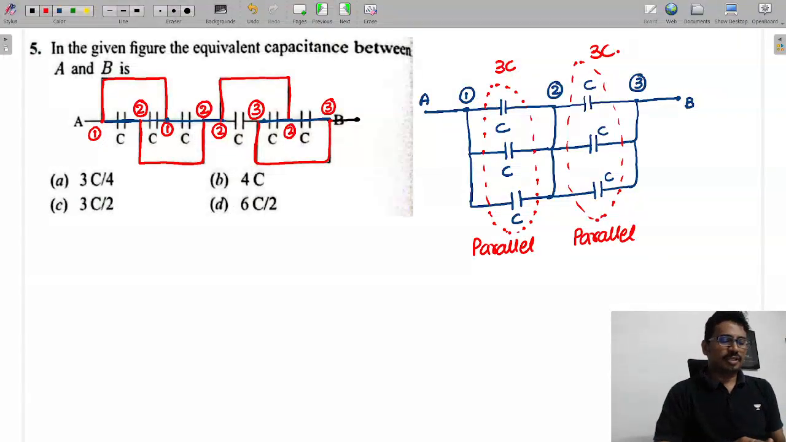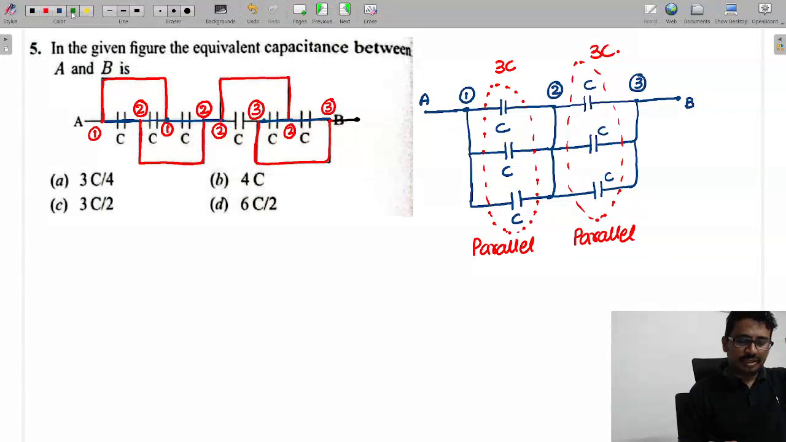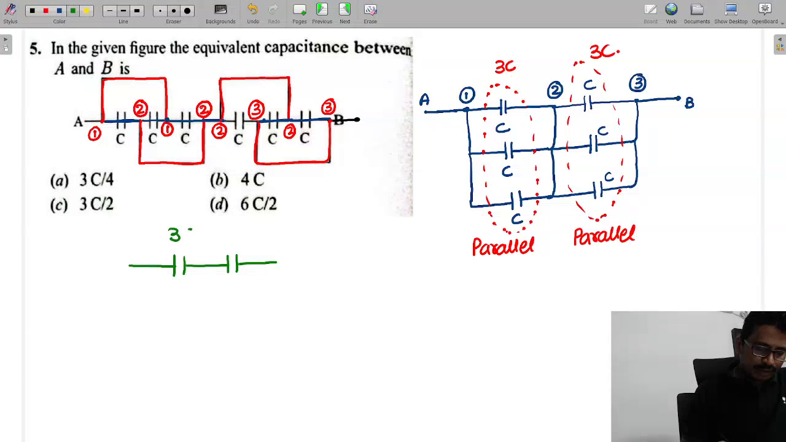Now 3C, 3C. These two will come in series. Say 3C and this is also 3C, and these two here, this is A and B, that is C_AB. How are these two connected? In series. So the equivalent is 3C by 2.